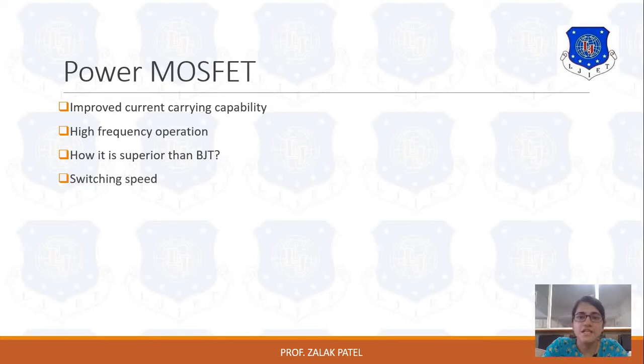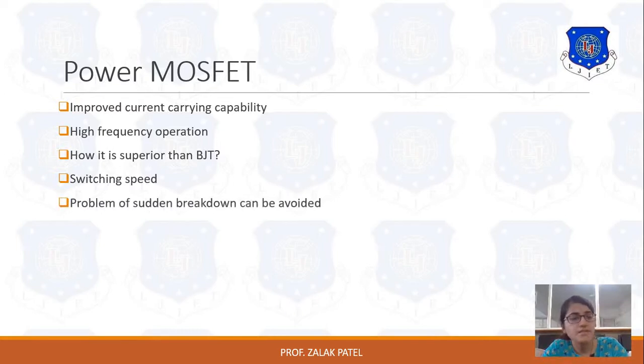Next is its switching speed. In the previous lectures we discussed TRIAC, SCR, DIAC. In all those cases the switching speed is in the microsecond range, while in the power MOSFET the switching speed is very fast, in nanoseconds, so it can easily turn on and turn off, and the transition is very easy. The problem of sudden breakdown can also be avoided with the power MOSFET. It is one type of enhancement type MOSFET.